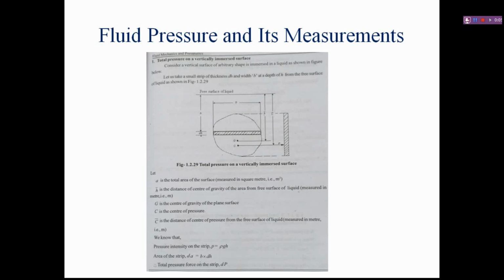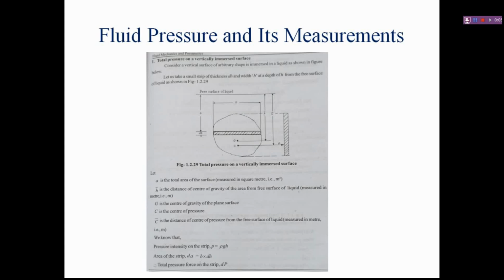First, we calculate the pressure on the strip. That is P is equal to rho GH, where H is the distance of the strip from the free surface of the liquid. From the free surface, the distance is H. So the pressure intensity will be rho GH. The area of the strip is given as dA because it is a small strip. dA is equal to B into dH, width into height.